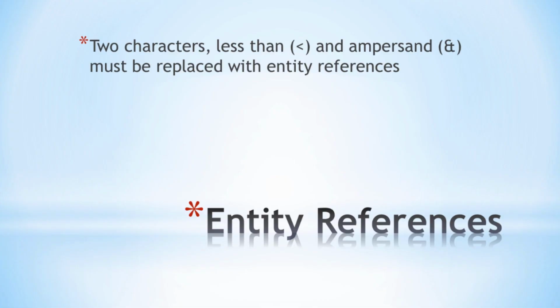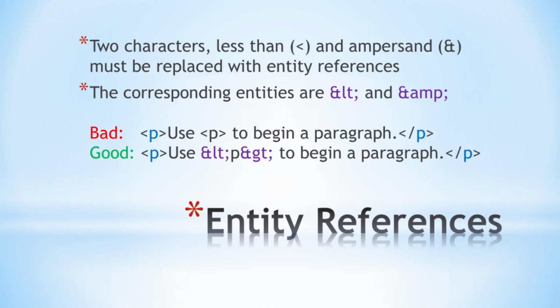Now, the reason that you need to replace ampersands is that ampersands are used to begin entity references. So, the two entity references that you must make are ampersand, LT, semicolon. Replace all less thans that are not part of tags with this entity reference. Replace all ampersands with ampersand, amp, semicolon. If you do this, you'll have well-formed HTML. You'll have passed the entity reference test.